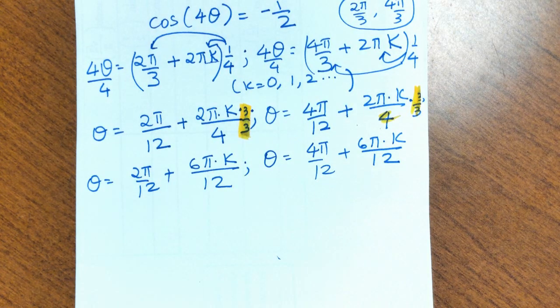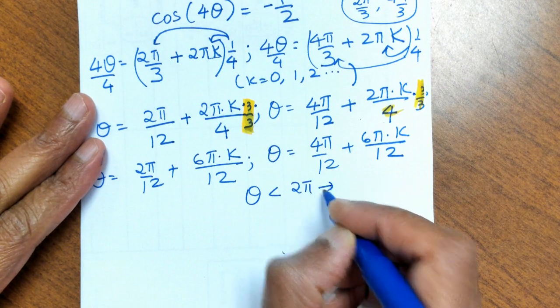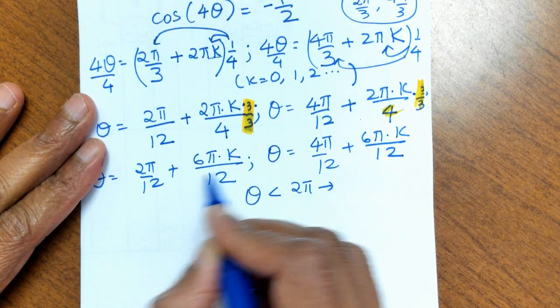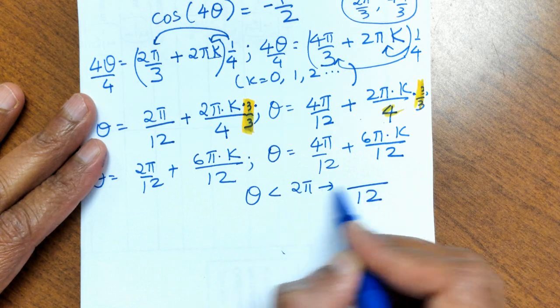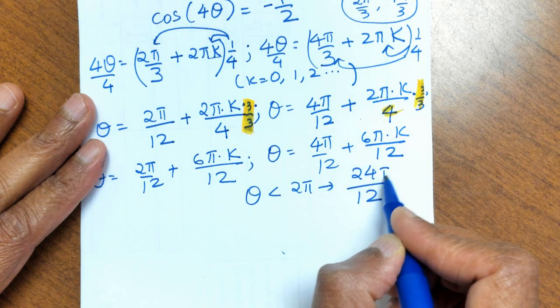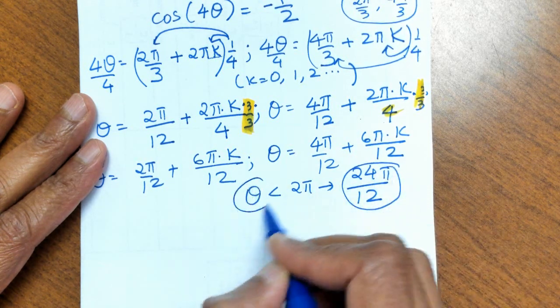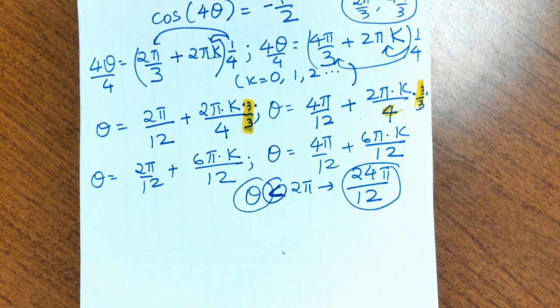So how do I know when I have to stop? Theta needs to be less than 2 pi. When I'm working with a fraction with denominator 12, for it to be 2 pi, I multiply my numerator by 2, so it's 24 pi. So theta needs to be less than 24 pi by 12. And that's going to be true for every problem.